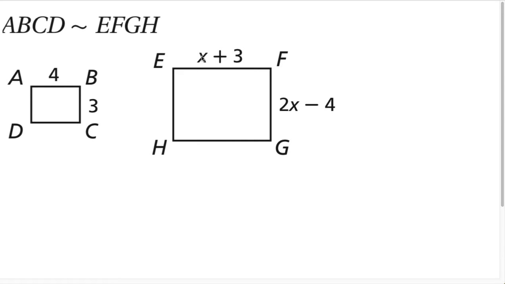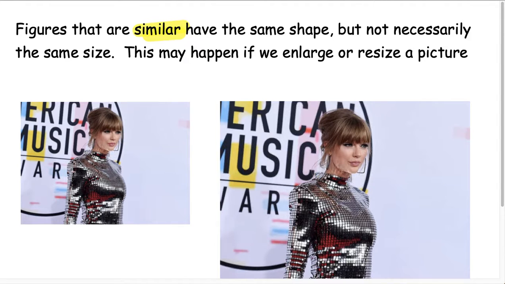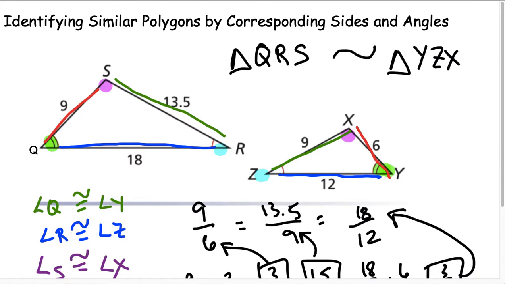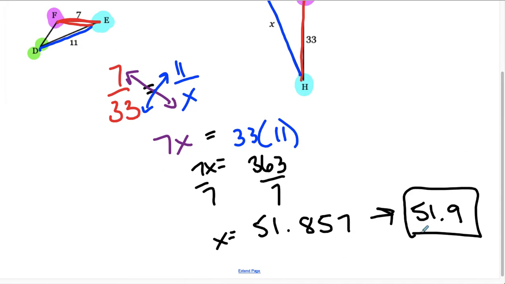Hello guys, welcome back. So this is the second video to our lesson in similarity and similar figures and proportion. Okay, so again, what we did here is identify similar figures, and the last thing we did here is to find the missing side. So GH here was X, and we figured out that it was 51.9. That's from the previous video.